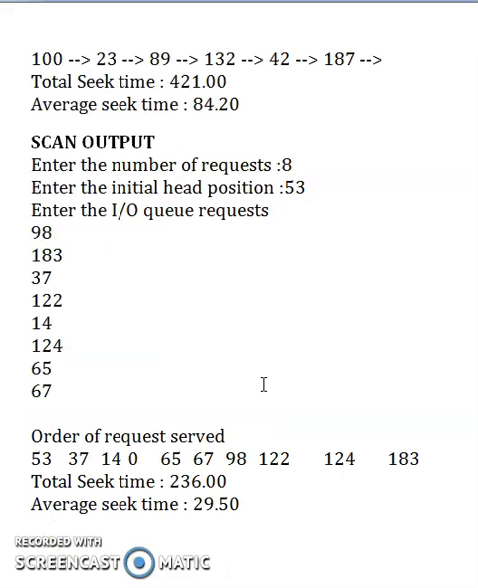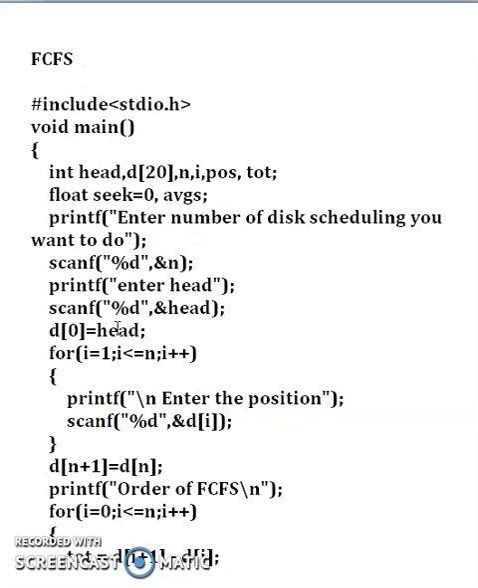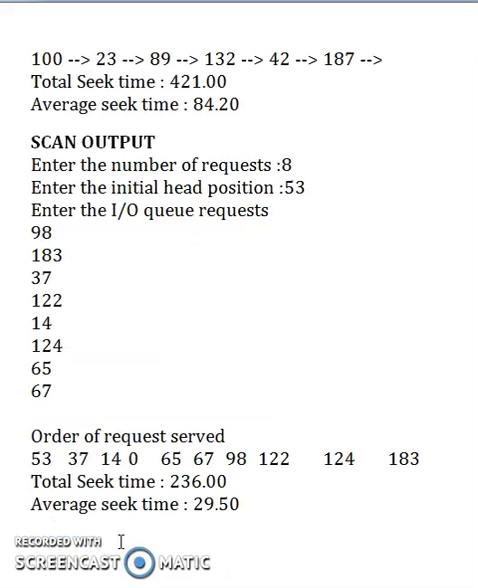The output obtained will be like this: you insert the number of requests as 5, and 100 will be the initial head position. If 20 and the other requests are given in this form, the order of the requests being served will be the same. 100 will be the head position, and the requests given in order as input will be processed. You need to output the total seek time and the average seek time.